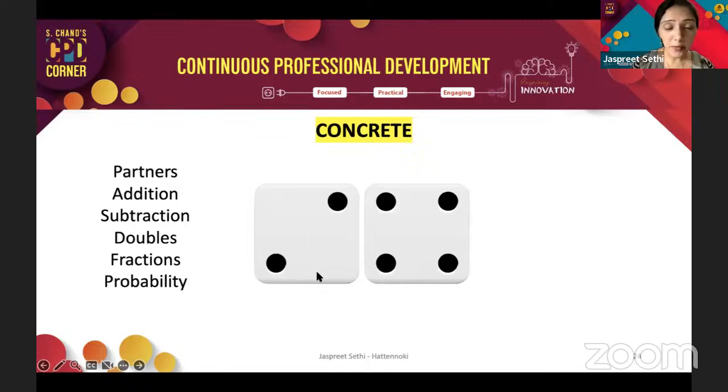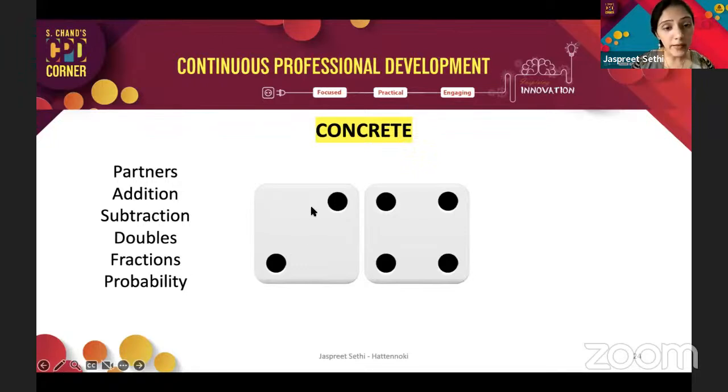Other concrete materials would be dice, very overlooked again. To show partners of, for example, 6, I'm trying to show 2 and 4, but I can then roll another dice and show them 3 and 3. I can show them 1 and 5. So I use dice to show partners of a number, and of course to introduce addition, subtraction. I use it for doubles to teach even numbers or doubles. And of course, also my fractions.